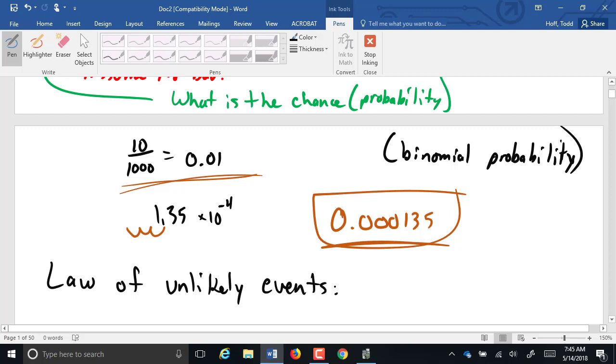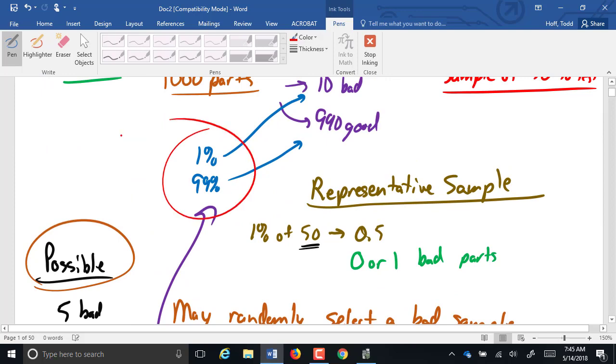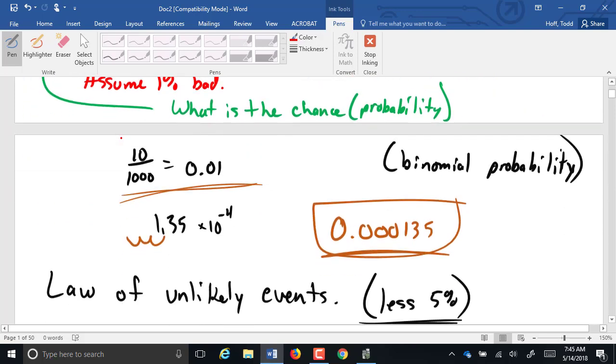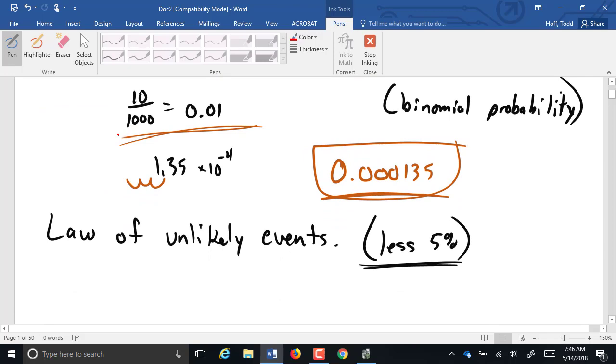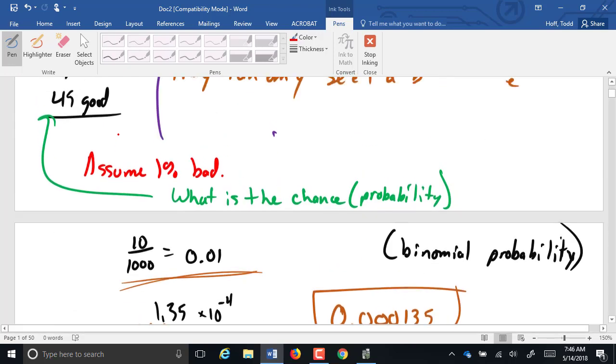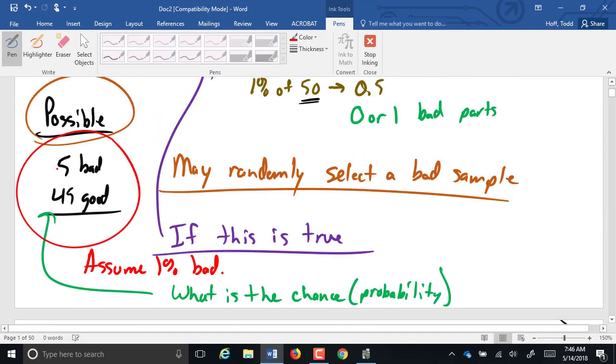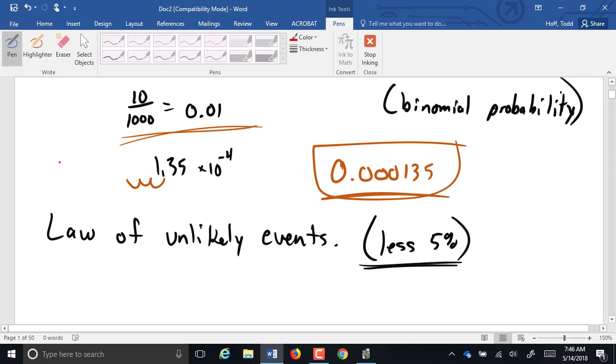There's the law of unlikely events. Most of the time in manufacturing, unlikely means less than 5% chance. If we assume something, here we assumed that only 1% of the parts were bad, and then make an observation, here our observation was we selected 5 bad parts out of 50, and if the chances of that observation occurring are extremely unlikely based on our assumption, then the assumption must be wrong.